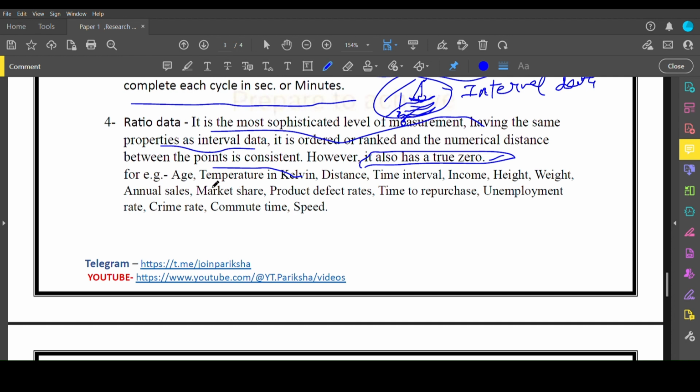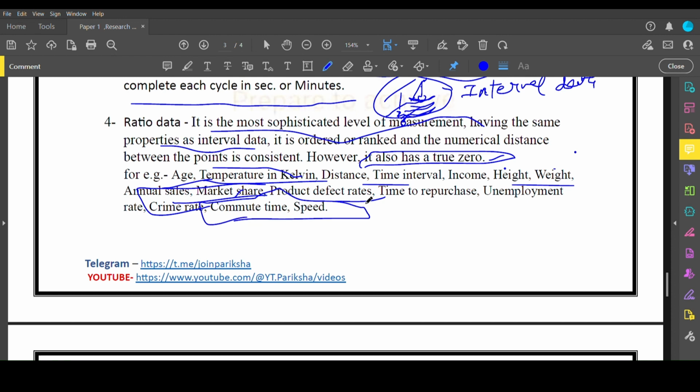So for examples for the ratio data can be temperature in Kelvin, distance or time travel or income, or height, weight, annual sales mark. So you can say like change in height, change in weight, change in annual sales, or market share. What is the market share? And product defect rate, unemployment.